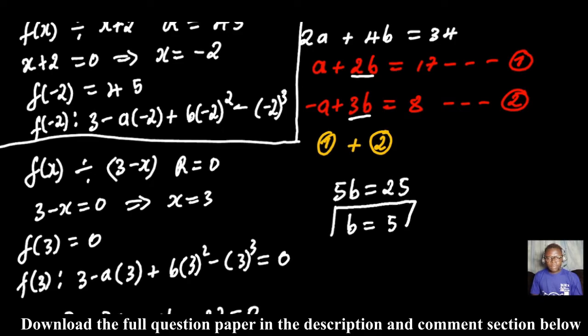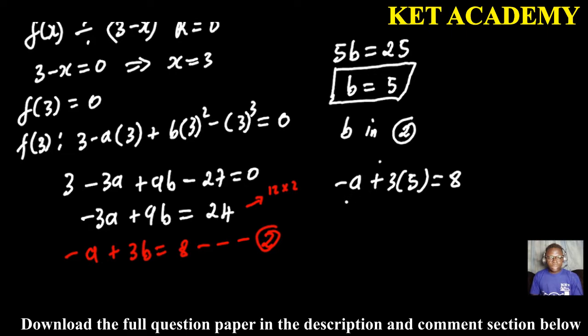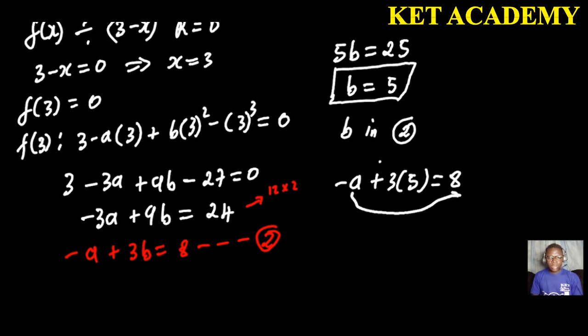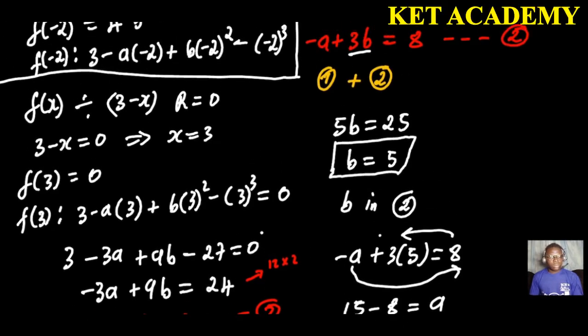Now, our b is 5. In order to get our a, we can simply substitute b in equation 2. We're going to have minus a plus 3 into b, where b is 5, giving us 8. So if we send a this way and send 8 this way, we have 3 times 5, which is 15, minus 8. This will give us a. 15 minus 8 is 7. So a is 7.